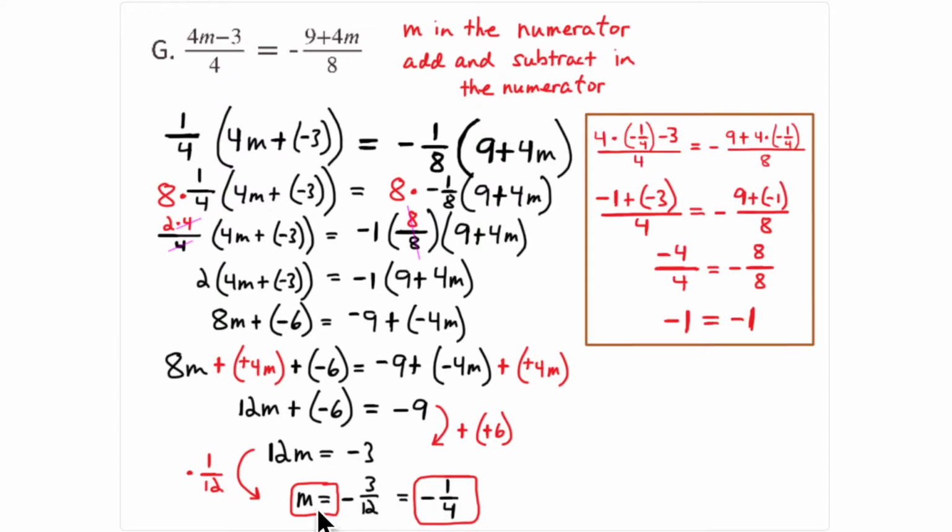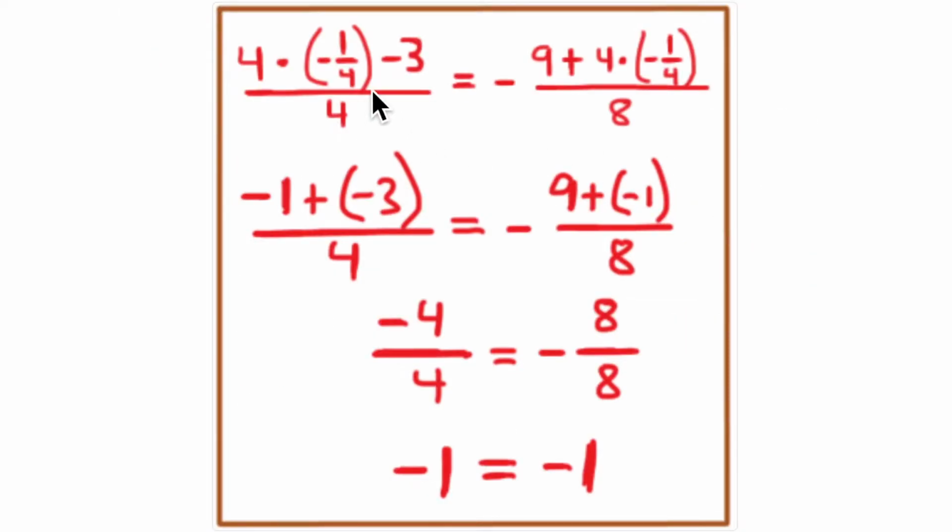So m is equal to negative 1/4. I'm going to go up here and check that solution by substituting m with negative 1/4. Here's the negative 1/4, here's the negative 1/4. To go through, you just have to get it to where each side is equal, has the same term on each side. So negative 1 equals negative 1.